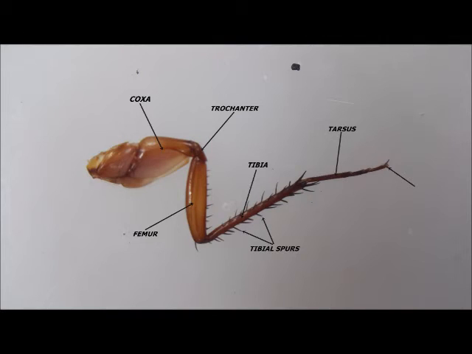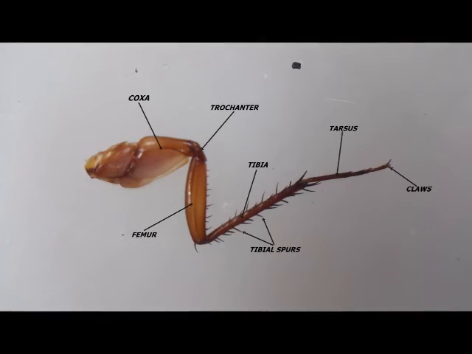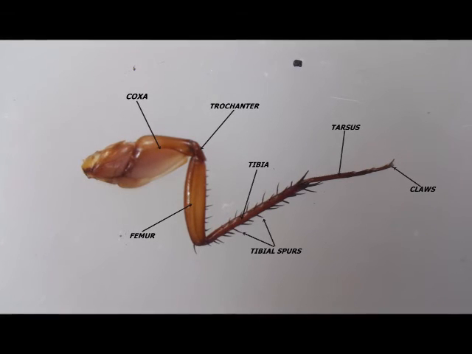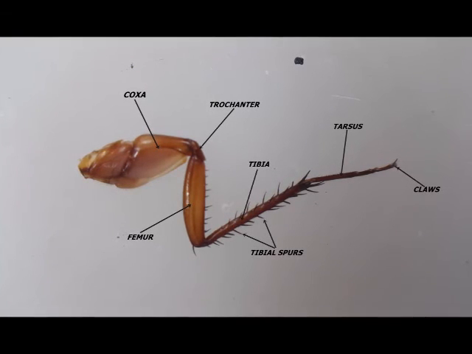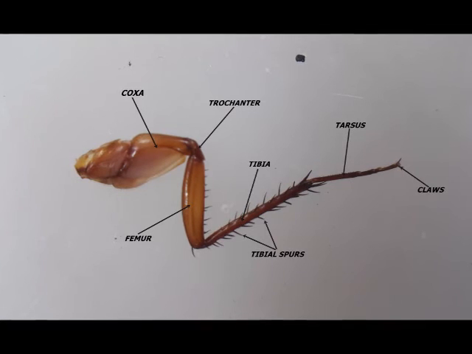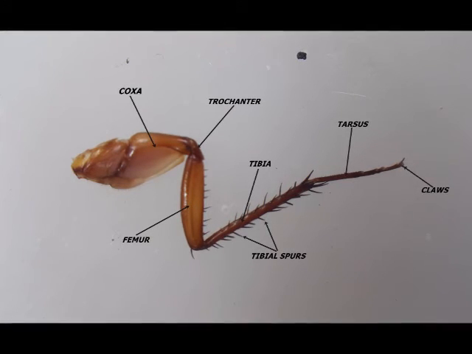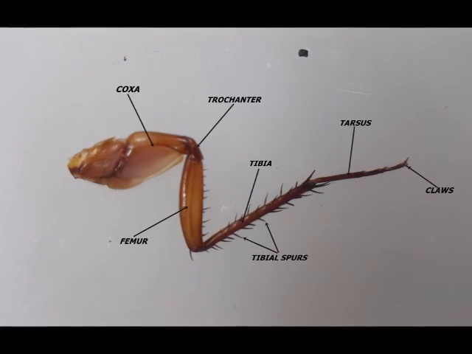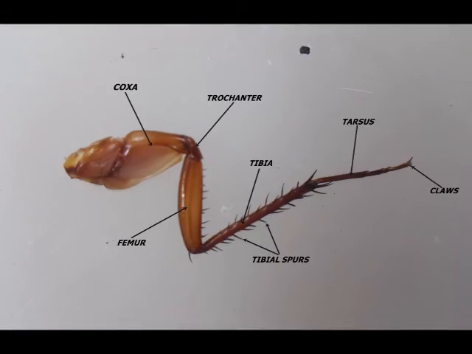The last tarsomere is called the pretarsus, forming the claws and bearing an adhesive arolium or pulvillus. Similar but smaller adhesive pods called plantulae are located at each joint of the tarsus, which is hook-like and also helps cockroaches climb walls and walk upside down on ceilings.